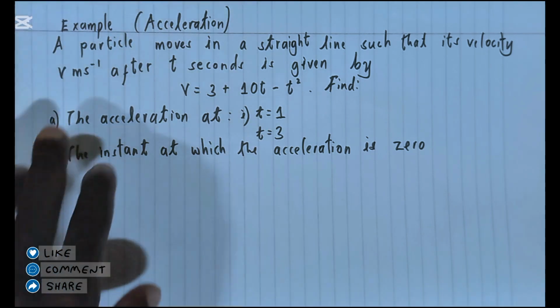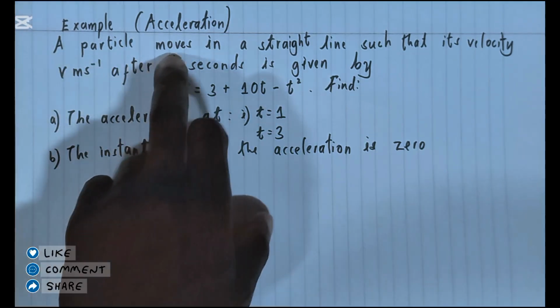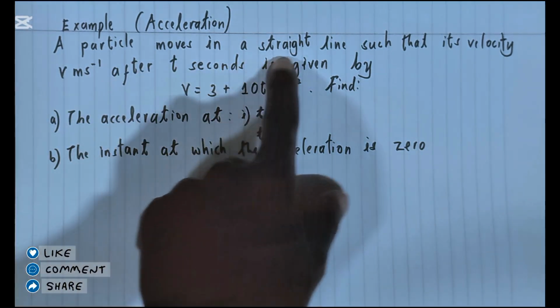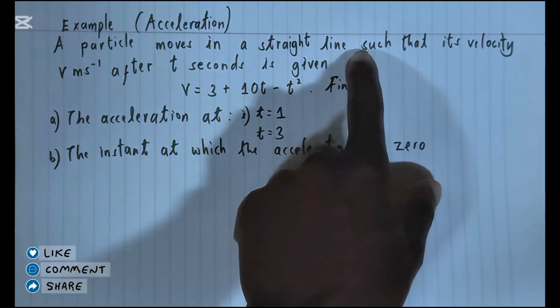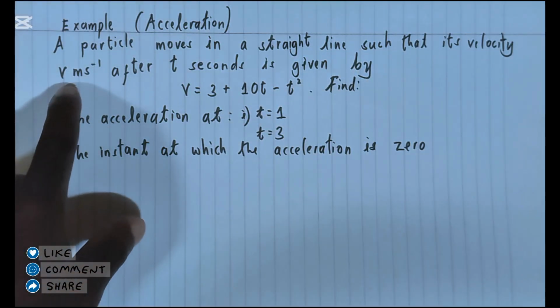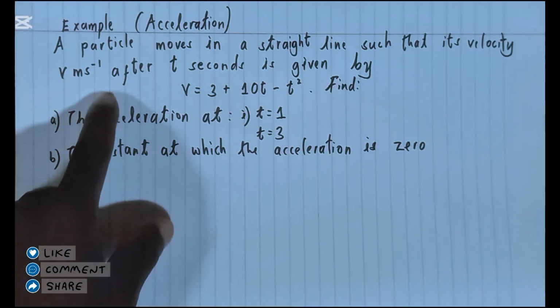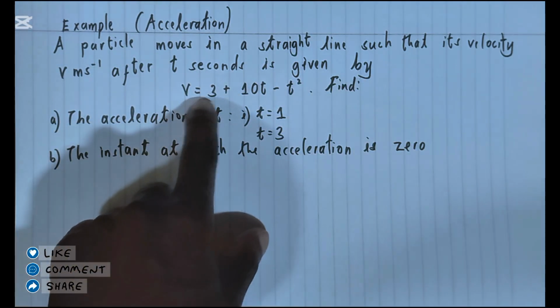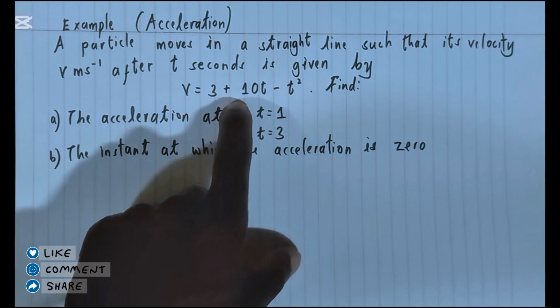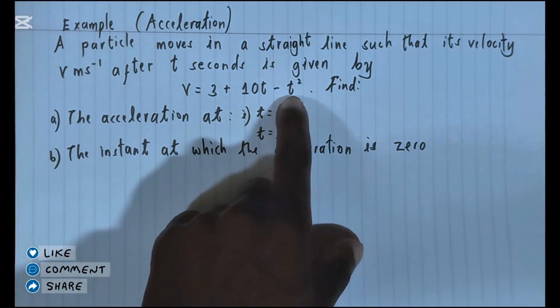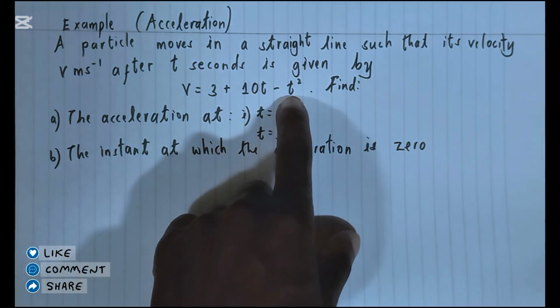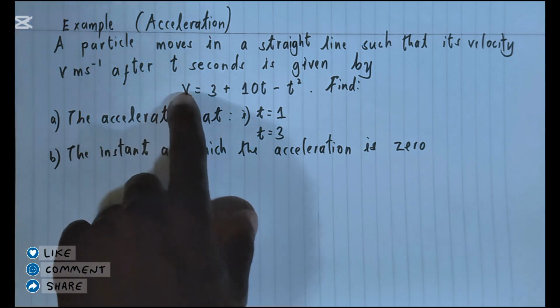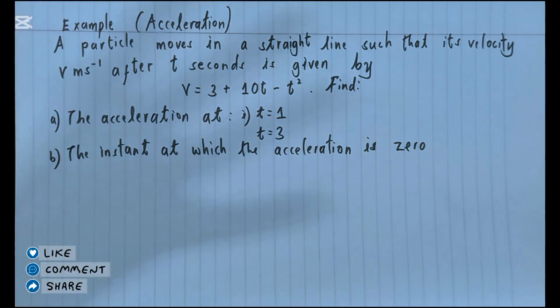So we have a question here. A particle moves in a straight line such that its velocity, v meters per second, after t seconds is given by v equals 3 plus 10t minus t squared. So this is the function describing the velocity of the moving object.